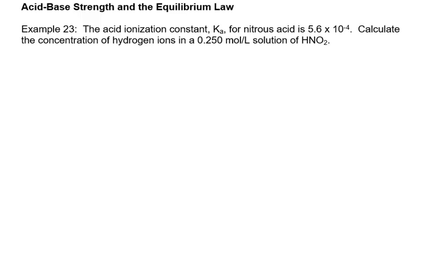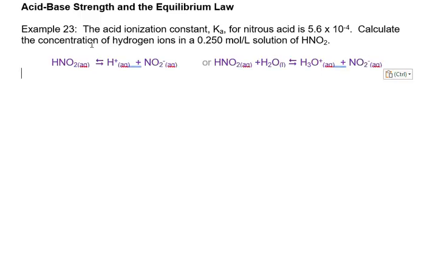So if we look at this first example, we've got an acid ionization constant for nitrous acid, and we're asked to calculate the concentration of hydrogen ions for a given concentration of solution. If you think about what's going on here, we can write this as either the Arrhenius formula reaction, or we can write this as the Bronsted-Lowry formula. Either one of these says what's going on, that the nitrous acid is breaking down into hydrogen or hydronium ions and nitrite ions.